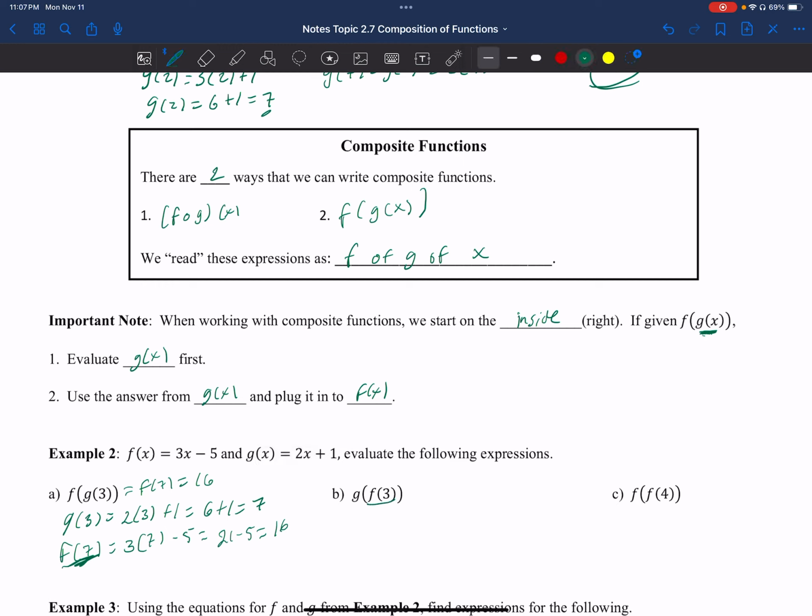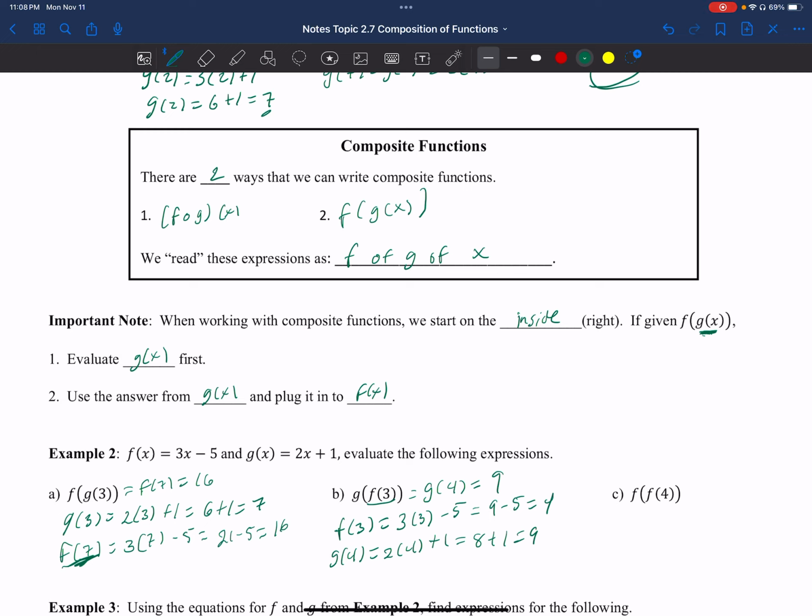On this one, again, I'm starting with the inside, so I'm finding f of 3. So this example will be 3 times 3 minus 5, which will be 9 minus 5, which is 4. After that, go to the outer function, which I'm looking for g of 4, which will be 2 times 4 plus 1. So that will be 8 plus 1, which is 9. And then I'm going to say g of f of 3 is equal to g of 4, which is equal to 9.